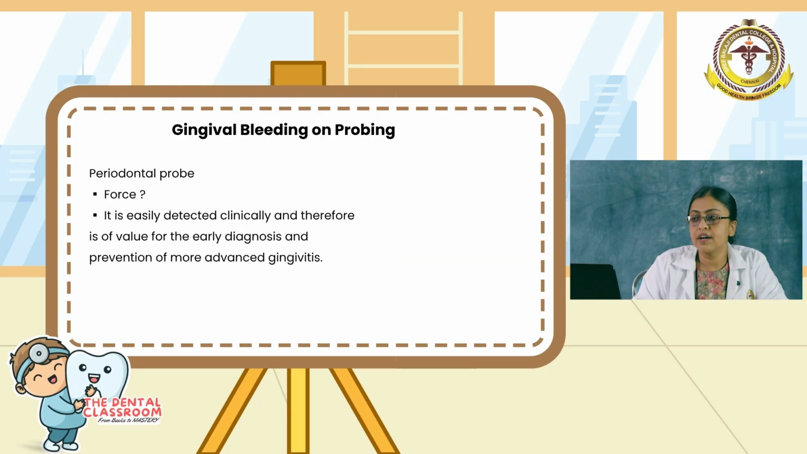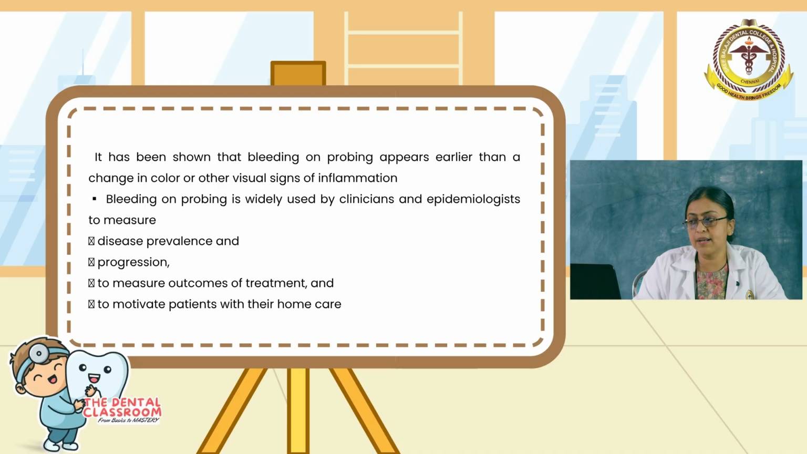Periodontal probe. It is easily detected clinically and therefore it has value for the early diagnosis and prevention of more advanced gingivitis. It has been shown that bleeding on probing appears as an earlier clinical sign than the change in the color or other visual examination of the inflammation. Bleeding on probing is widely used by clinicians and epidemiologists to measure disease prevalence, progression, to measure outcome of treatment and motivate the patients with home care.